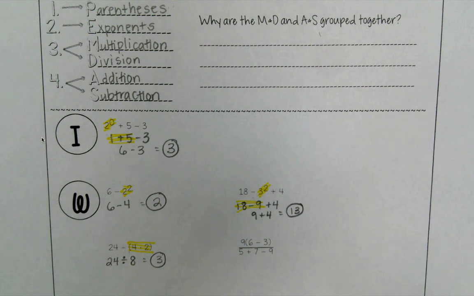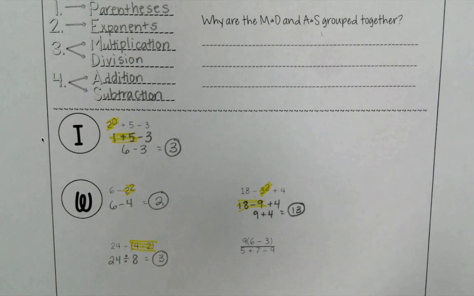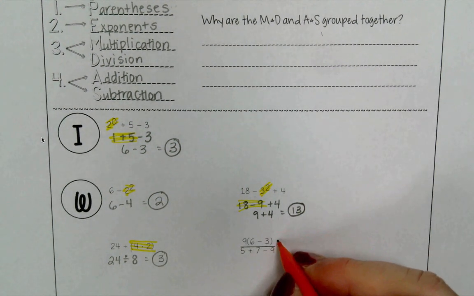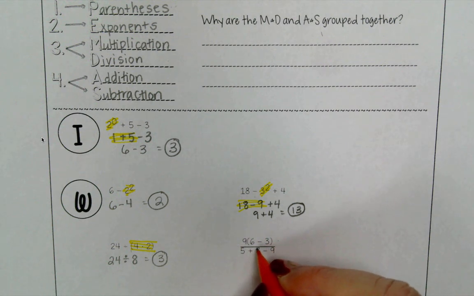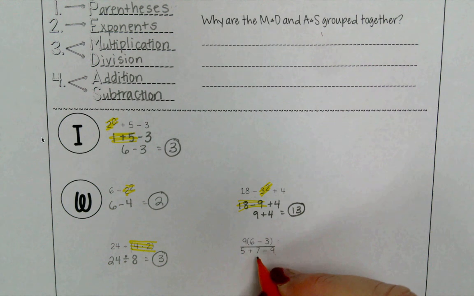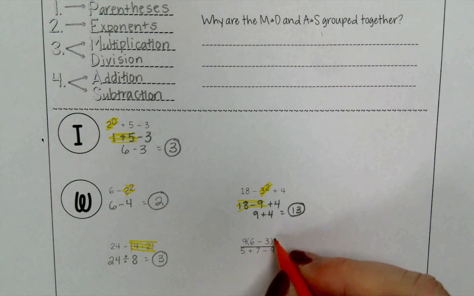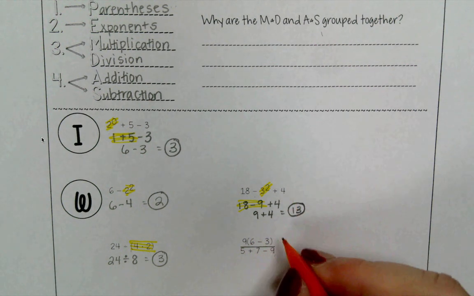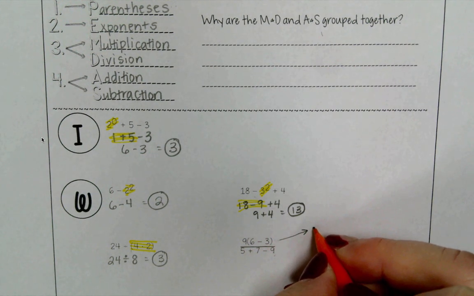Now, we have a double-decker. That's what I call this. What I do is I solve the top, then I solve the bottom, because really this is a fraction. I have an expression over an expression. When I simplify the top and then the bottom, I still have to divide in the end, but we'll walk through it. I'm going to draw an arrow and solve this.